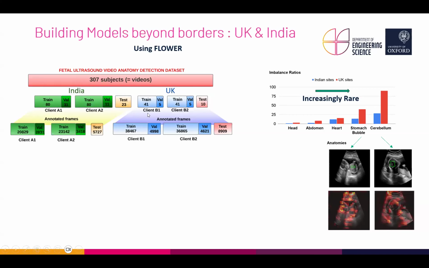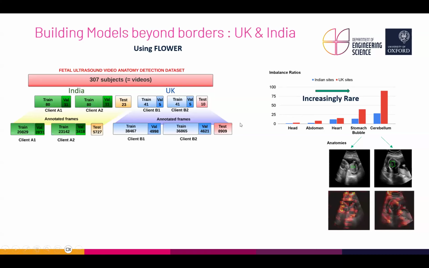So in total, we have 4 clients. Instead of collecting data, because we cannot, because in the UK we don't have access to the Indian data, and similarly, in India, we don't have access to the UK data. So to establish models beyond borders, we are trying to take help of a federated learning framework to solve a problem. And the problem, like I said, is the anatomy detection problem.